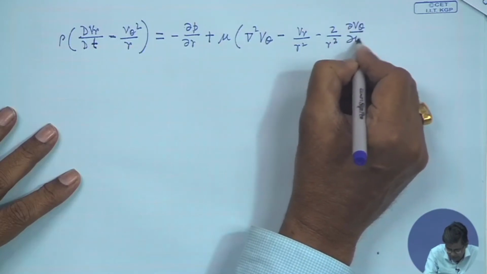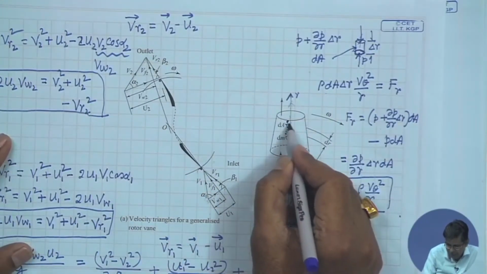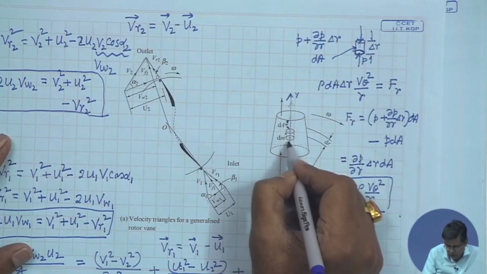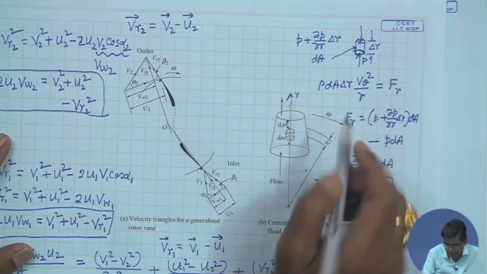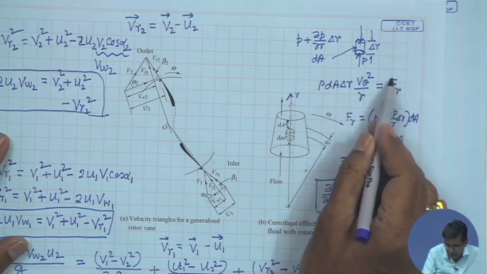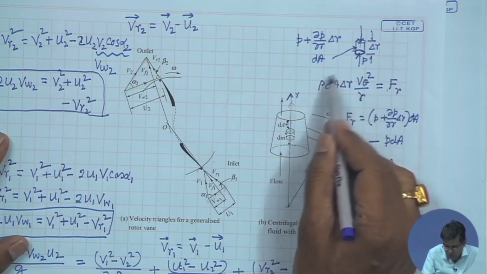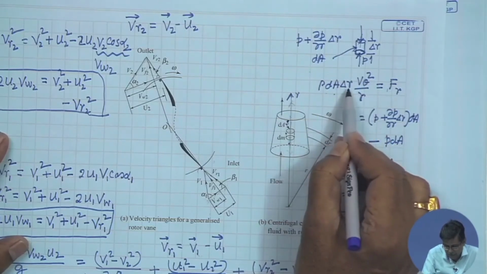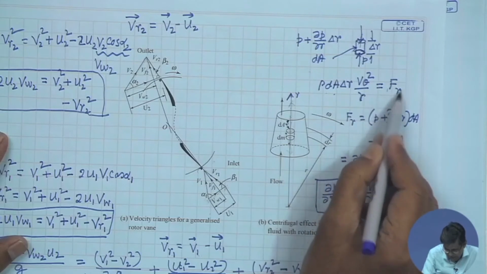Now, while deducing this expression, what we first did was consider the radial flow to be so small, or the radial acceleration so small, that it is neglected. Whenever we write that the centrifugal force is equal to the centripetal force, that is the mass times v theta square by r, it is the only centrifugal acceleration, and this is equal to the net inward radial pressure force.